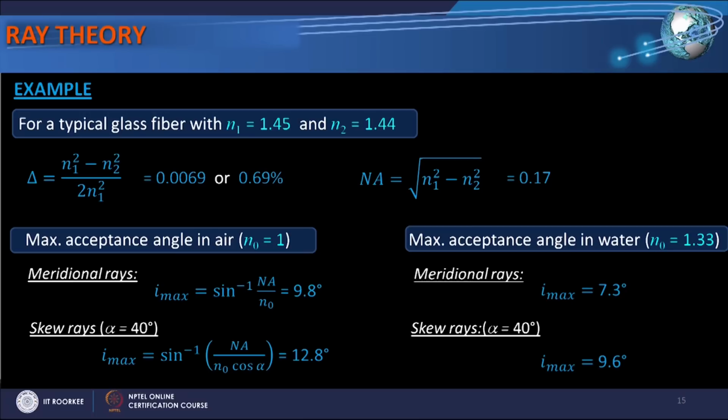So, what do I see here? For any given outside medium, the skew rays have larger θ_max than meridional rays, and if I increase the refractive index of the outside medium, the light acceptance angle goes down.